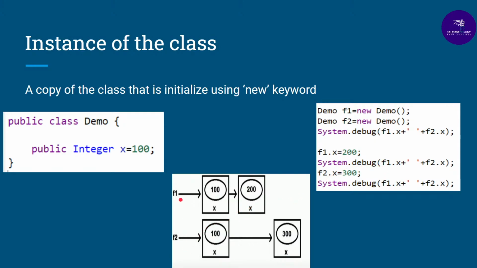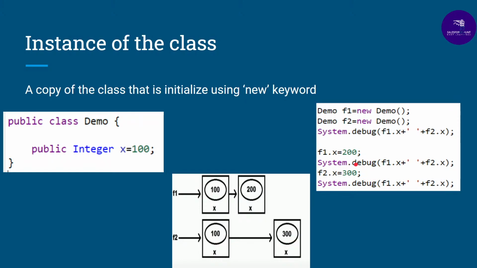Here you can see f1 the first time is x, and the second is x. Here you can see this 200. Now for f2 you can see in this memory diagram, the x value 100 and finally 300. I will prove this value here in my demo.